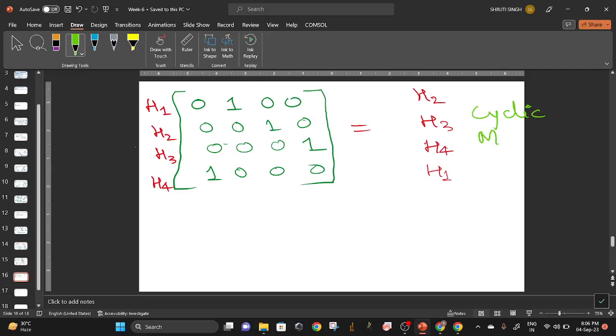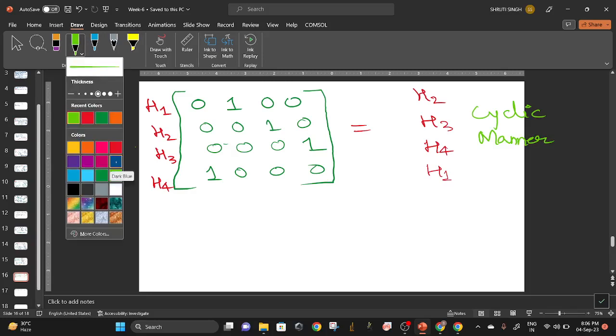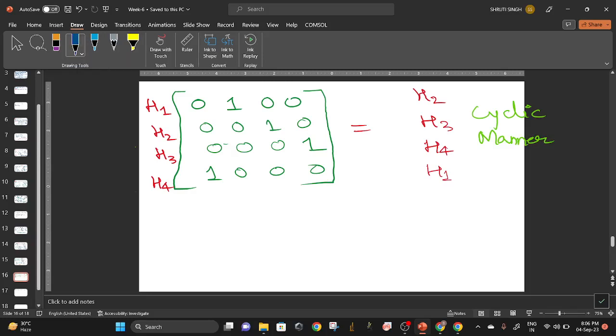All the elements are getting changed, so we cannot change in a cyclic manner. We have to change pairwise. There is no pairing here. So 1 is becoming 2, but then 2 had to become 1, which is not happening here.